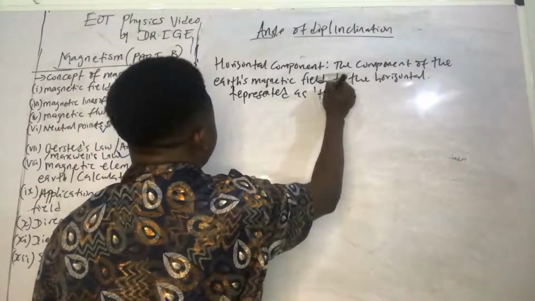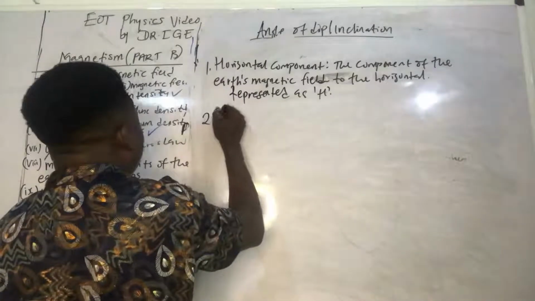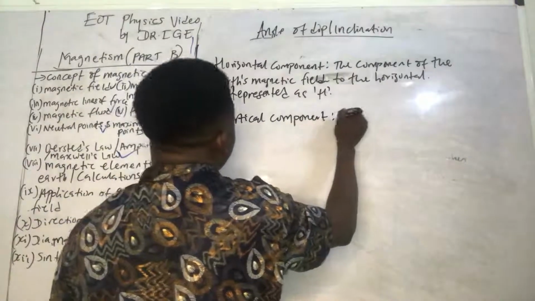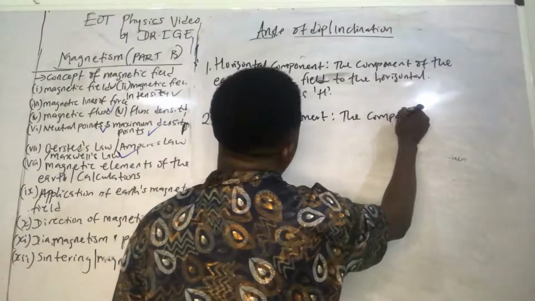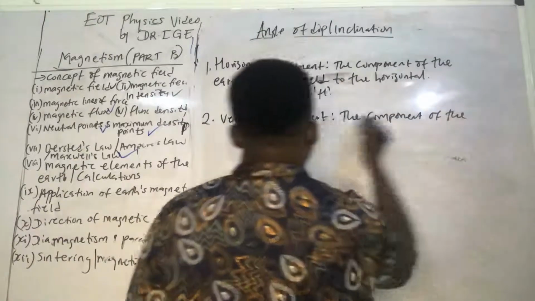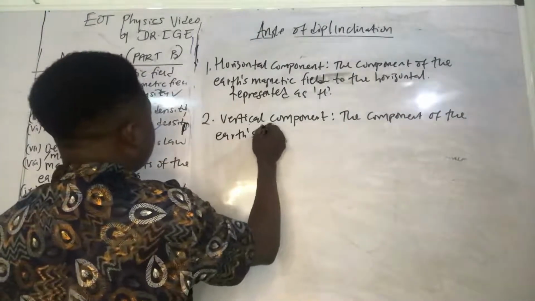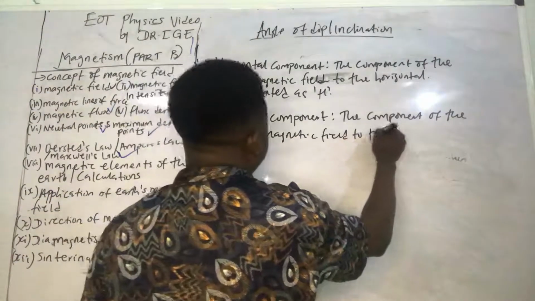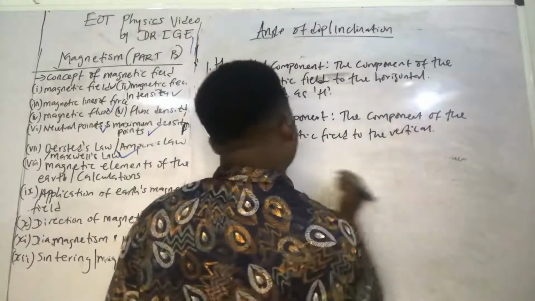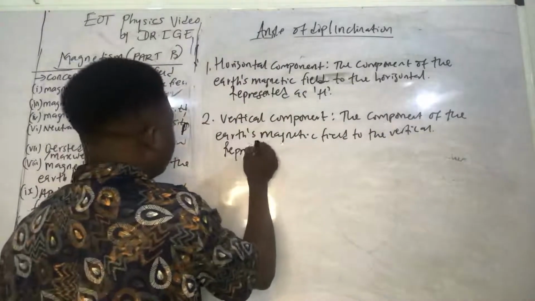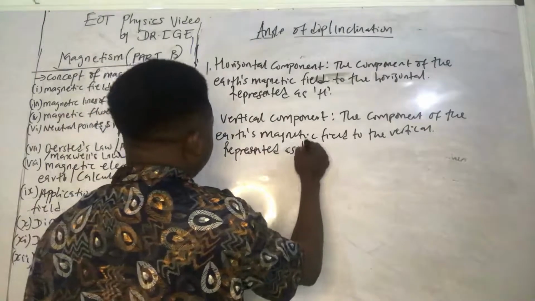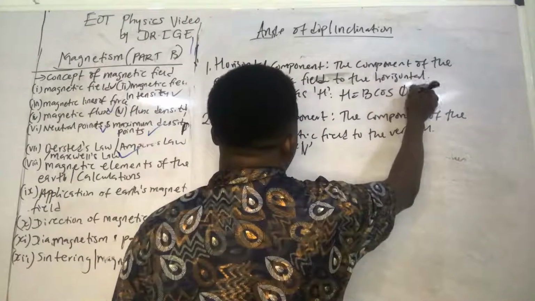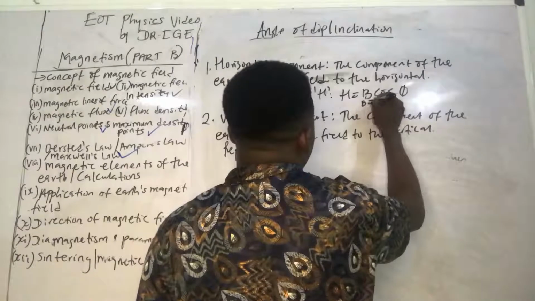And then we also have the vertical component of the Earth's magnetic field, which is the component of the Earth's magnetic field to the vertical, and it is represented as V. Please take note, H is equal to B cos phi, where B is equal to what?